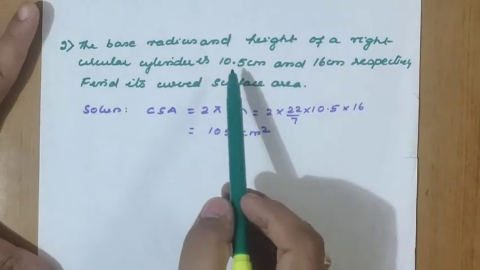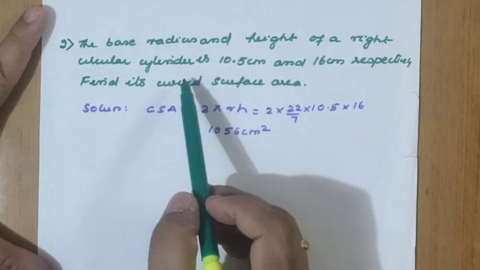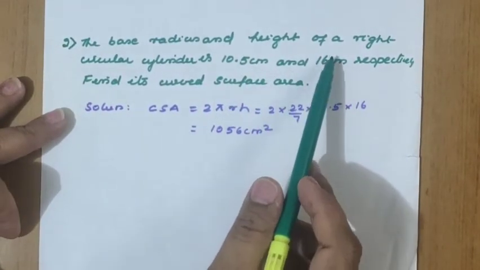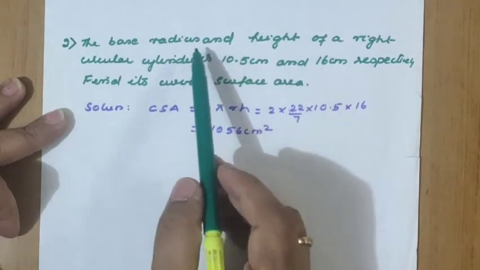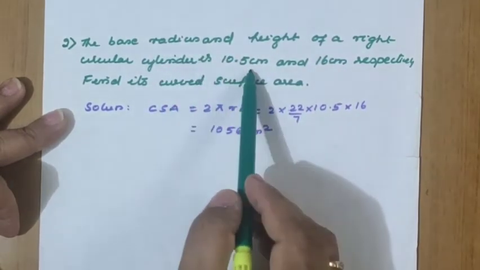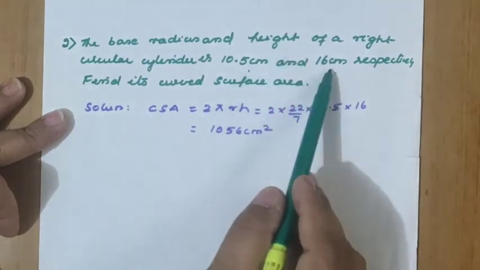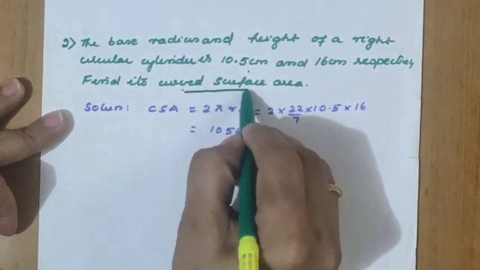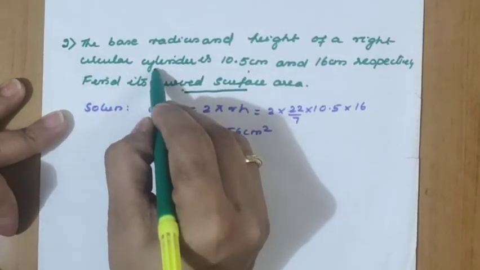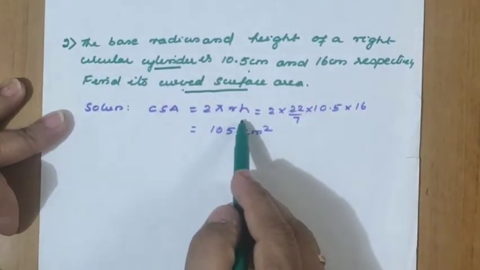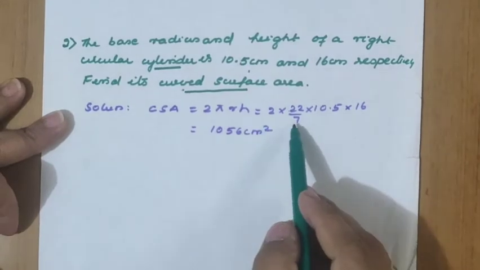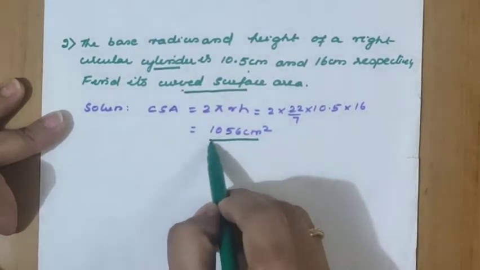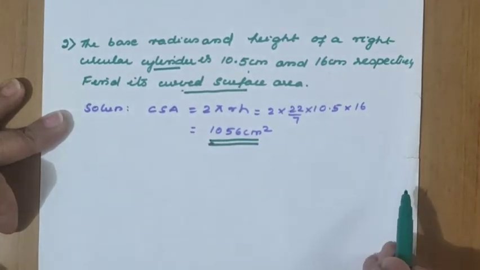Question number 2. The base radius and height of a right circular cylinder are, respectively, 10.5 centimeter and 16 centimeter. So radius is given as 10.5 and height is equal to 16 centimeter. Find the curved surface area. CSA we have to calculate, and what is the cylinder formula? It is 2 pi RH. So 2 pi RH is to be written, and substitute the values. Take the product, you will get 1056 centimeter square.